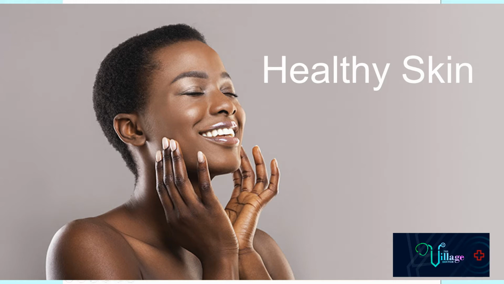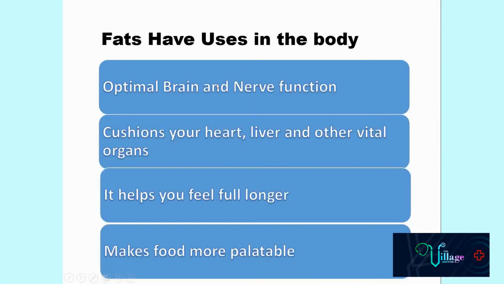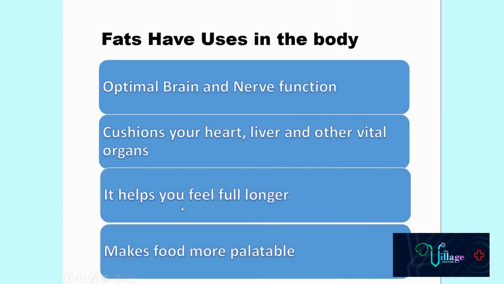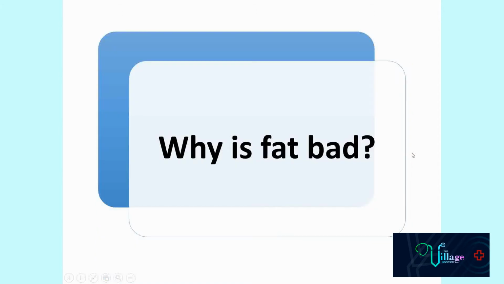Brain and nerve function are partly well maintained by fat, and it's widely believed that obese people tend to be more calm and generally less stressed. It cushions the internal organs, then helps someone feel full for a longer period of time, and that's because of the hormones that are stimulated by fat. These hormones, or leptins, help the brain to keep feeling full for a longer period of time. It makes food more palatable, and that's the reason why we all crave fat and eat large amounts of it, probably more than necessary.